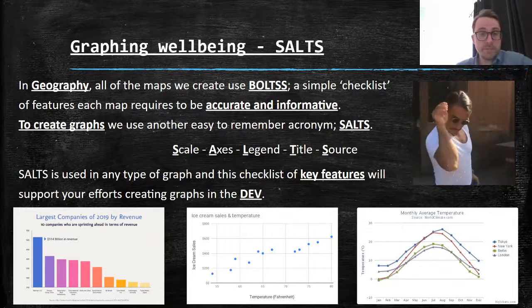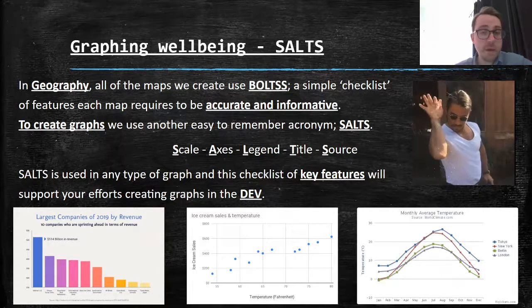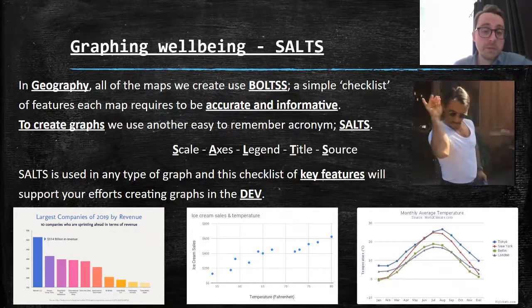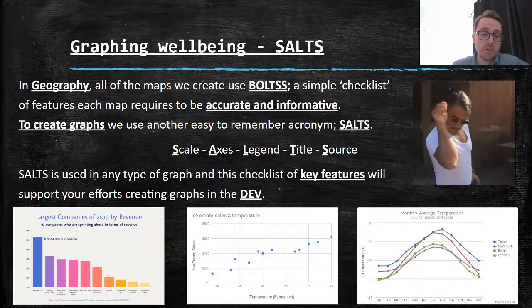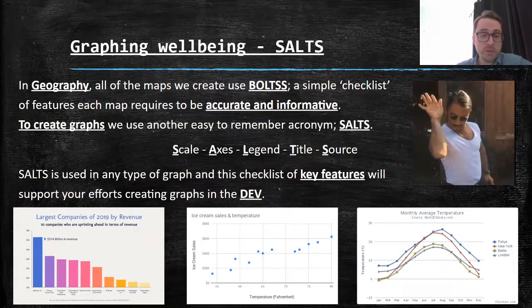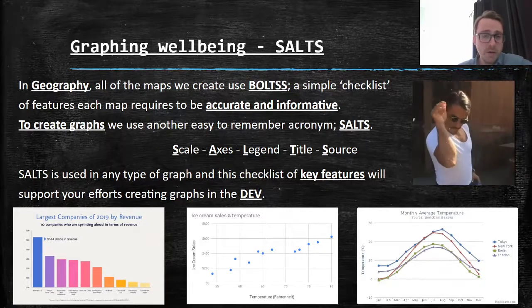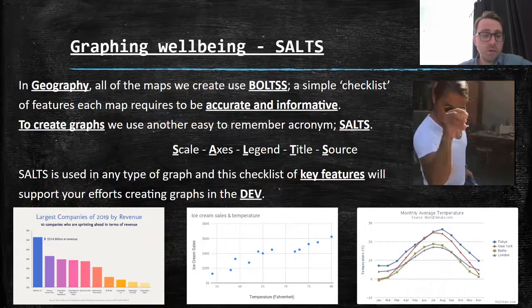As I mentioned in the last video, you need to understand choropleth maps and then graphs for the DEV and for the CAT, because you'll be using both of them in both of the assessments. They're similar in structure, we've done that deliberately. We want you to have the DEV, I guess, as a rough draft to practice for the CAT, so it's important you understand BOLTS and SALTS.